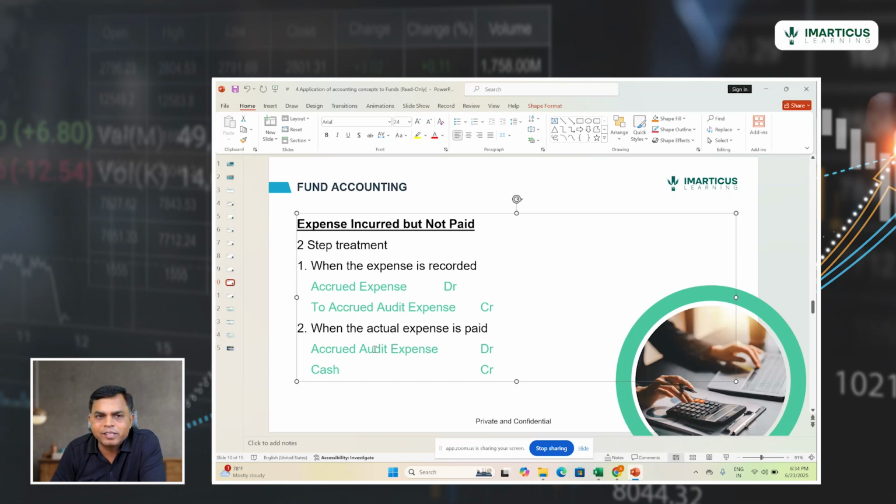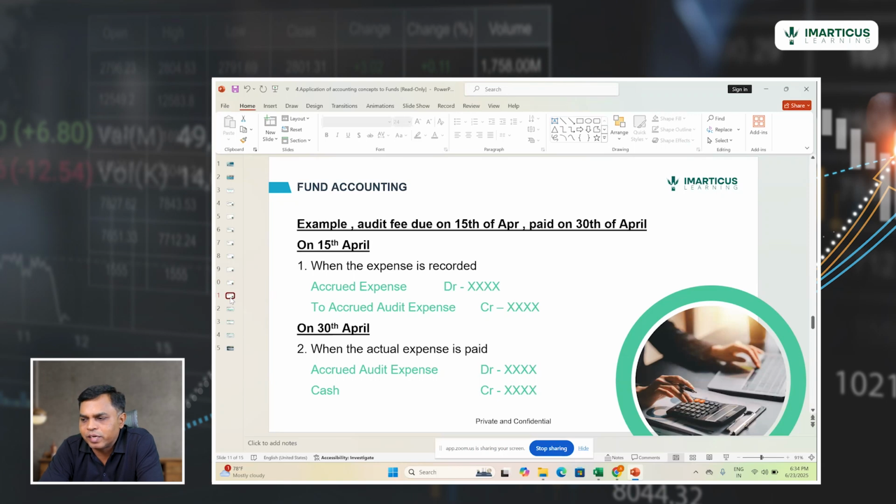And on the date, let's say for example, the audit fees are paid on the 15th of the month. On the 15th, you will pass the entry as accrued audit expenses account to cash account. So, this is the treatment which needs to be done while managing expenses which are outstanding. Now, let's apply this scenario to an example. Let's say the audit fees are due on 15th of April and paid on 30th of April.